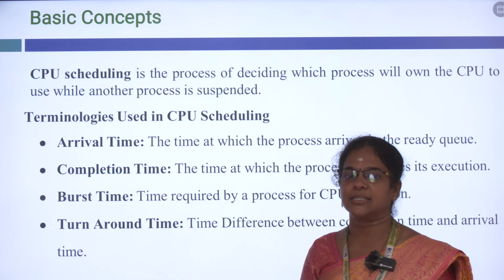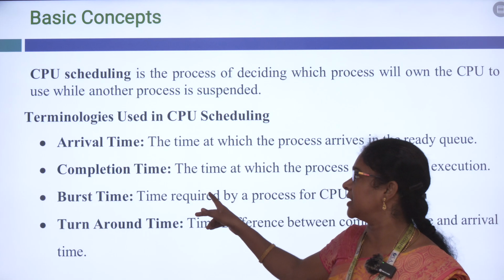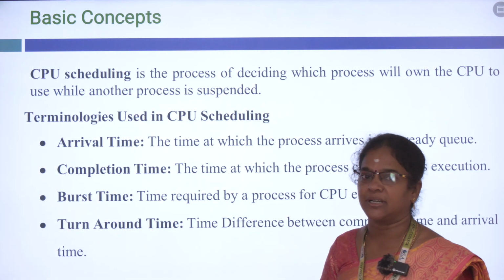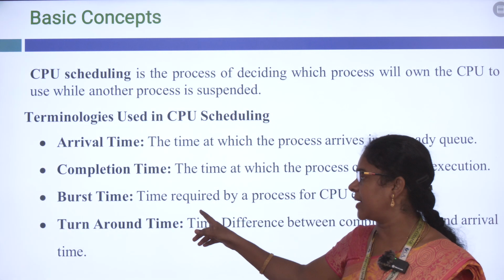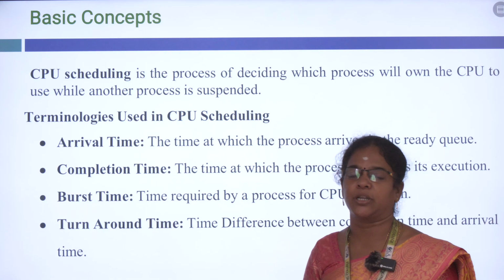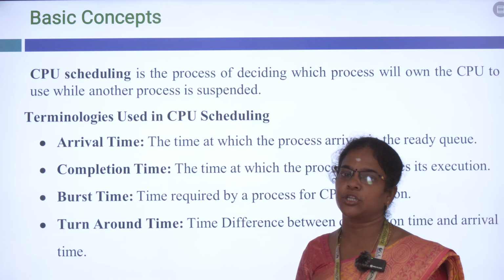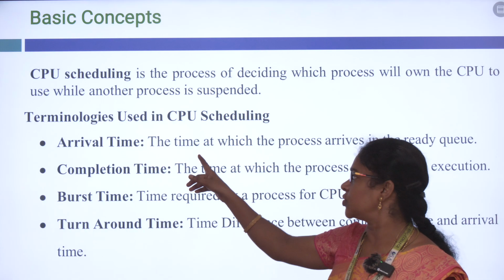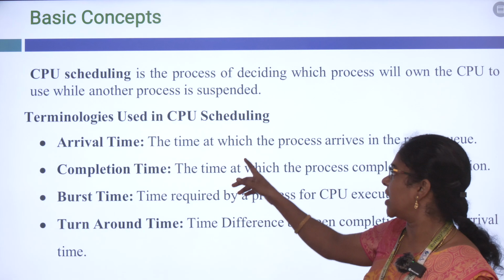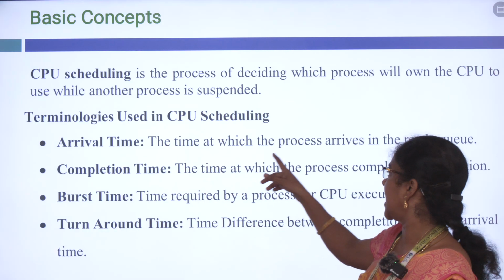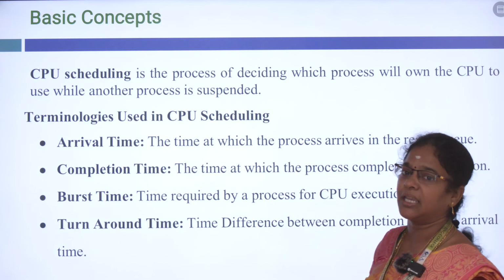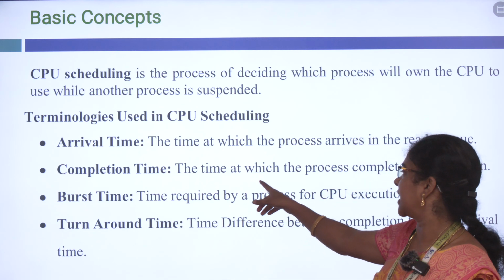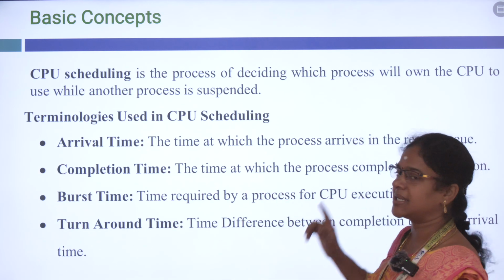Before the types, the main thing is the terminology of CPU scheduling. The first one is arrival time, next is completion time, burst time and turnaround time. Each and every CPU scheduling algorithm is given the arrival time and burst time. Arrival time is the time at which the process arrives in the ready queue.